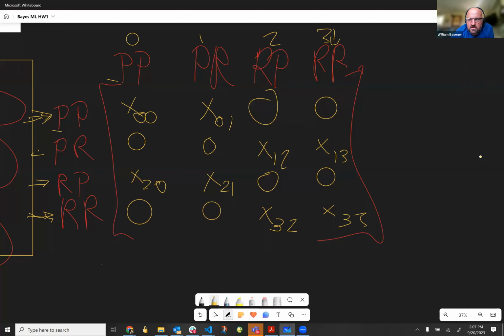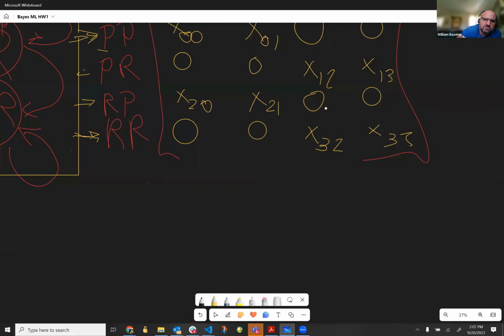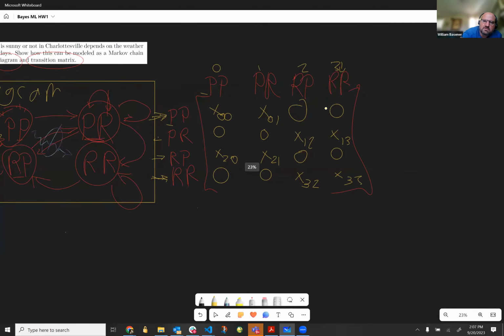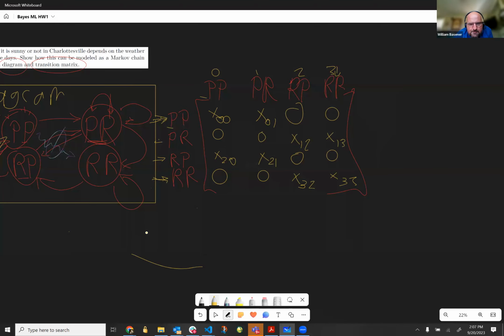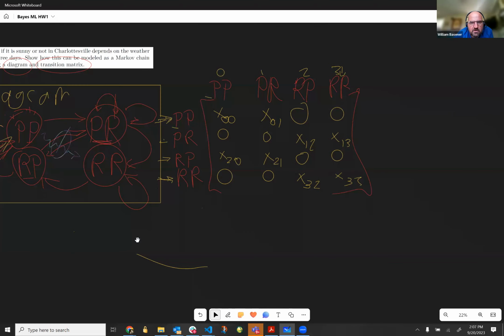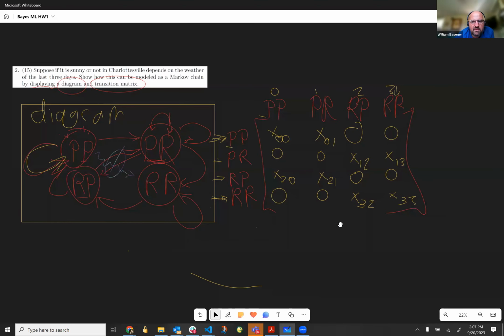But we don't need to fill in numbers. All we have to do is show that we can model this system using a Markov chain. And so what we have here is sufficient to answer this problem number 2, but you have to switch it to rainy and sunny, and you'll have to switch it to 3 days instead of just 2.